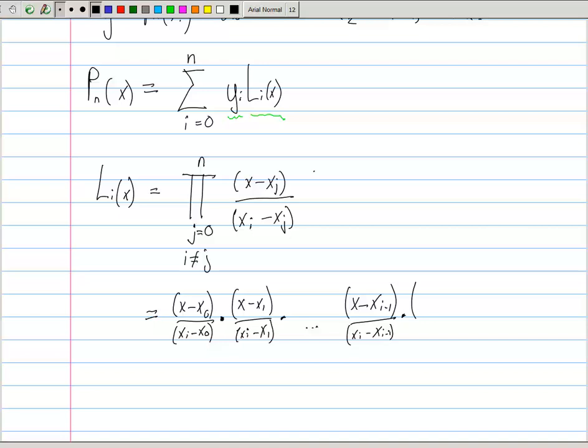Then where our j hits our i, we'll skip that one and go to x minus x(i plus 1) over xi minus x(i plus 1). And we will then continue until we end up with x minus xn over xi minus xn.